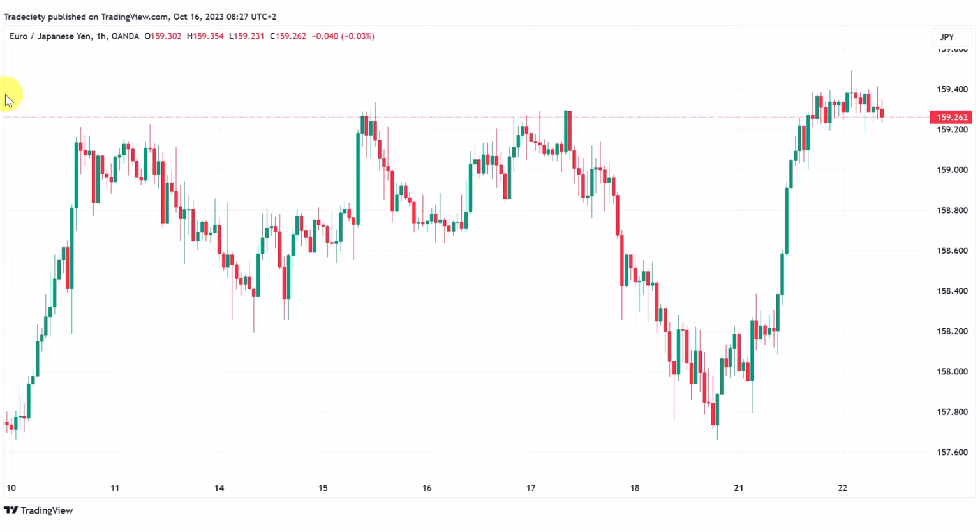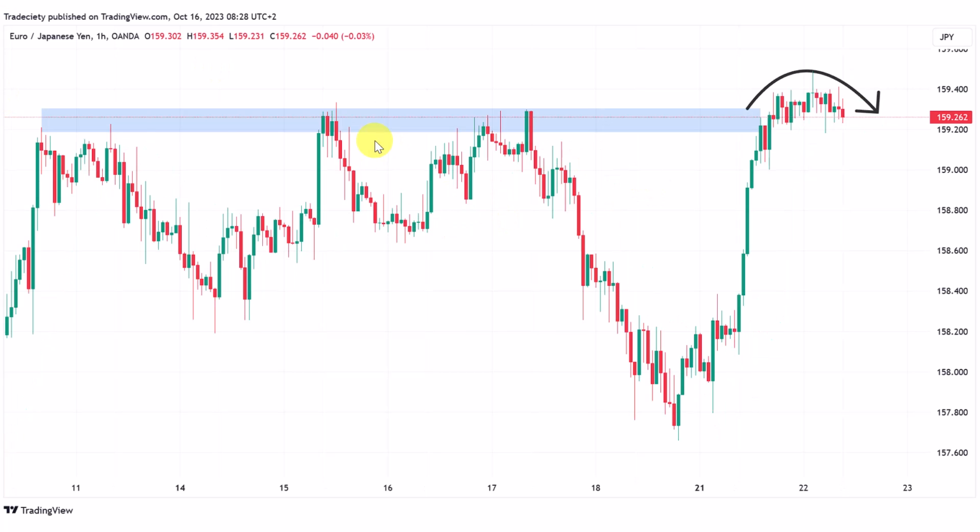Let's study some more price action. What do you see here? Clearly, what we see is that here's a huge resistance area that the market has used many times, and each time the market moved into the resistance, we have seen a sell-off. So we want to carefully observe the price action.